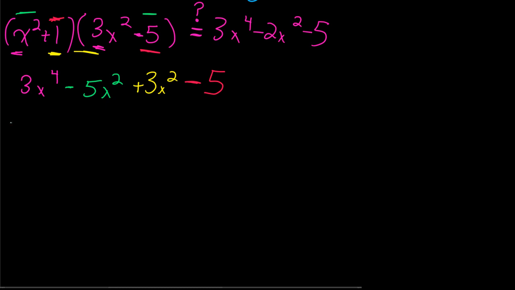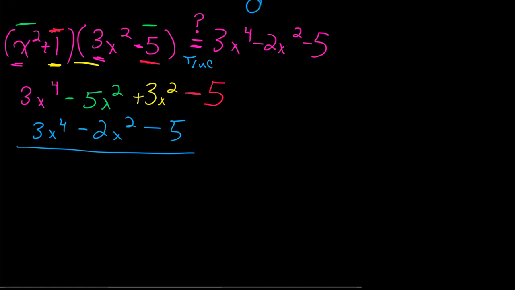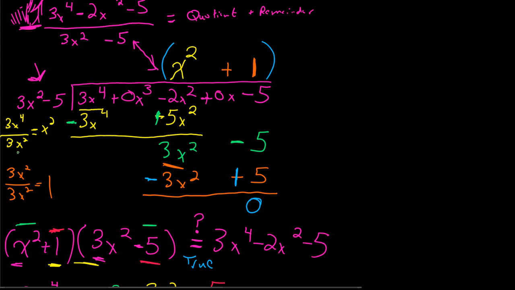I collect like terms, so I only have one term to the fourth power. These combine to give me negative 2x squared, and this stays negative 5. And so, yep, this was true. My algorithm for long division works. Notice the focusing on leading terms.